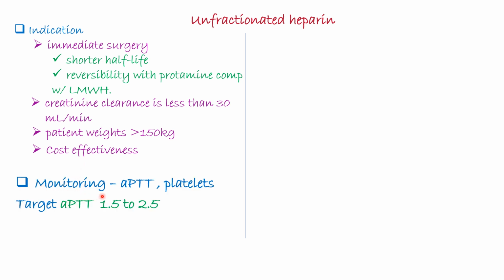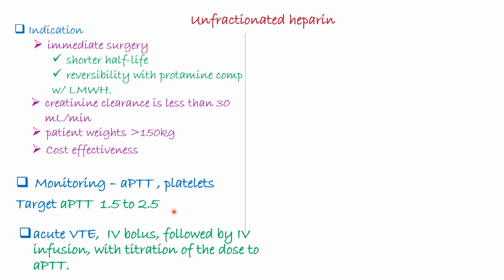How do we monitor? We monitor it using APTT, and we make sure that the target of our APTT is 1.5 to 2.5. We also monitor platelets, because unfractionated heparin has a higher chance of causing heparin-induced thrombocytopenia. What happens there is an immune-mediated reaction where we have decreased levels or consumption of platelets. So we have to monitor them to pick up the adverse effect.